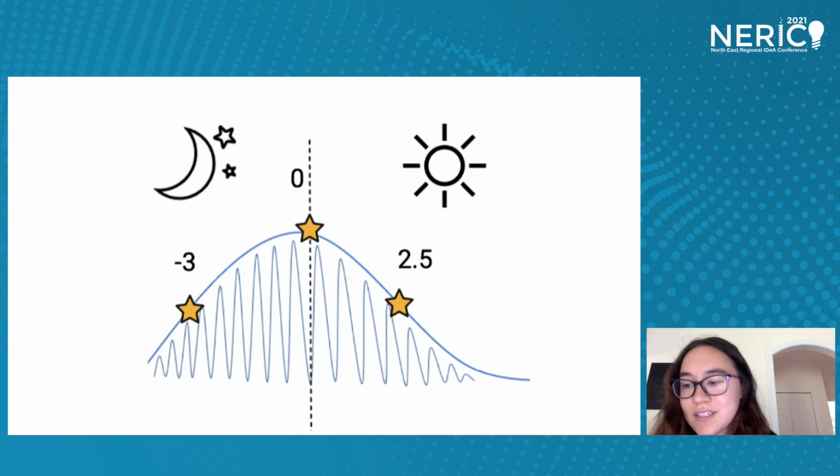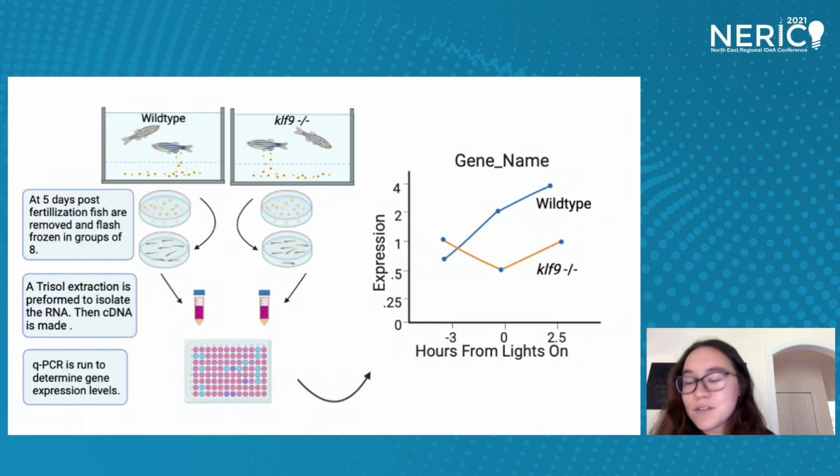My research project aims to identify or verify differential gene expression by repeating this study using qPCR. So to do this, I raised wild-type and KLF9 knockout zebrafish to 5 days post-fertilization, isolated their RNA using Trizol, and then made cDNA to run qPCR. From the qPCR results, we found that many of the genes that we identified were less dynamically expressed in the KLF9 knockout zebrafish than the wild-type zebrafish.